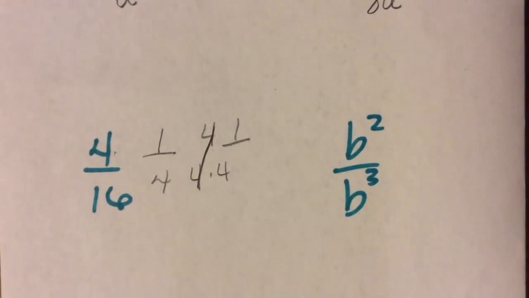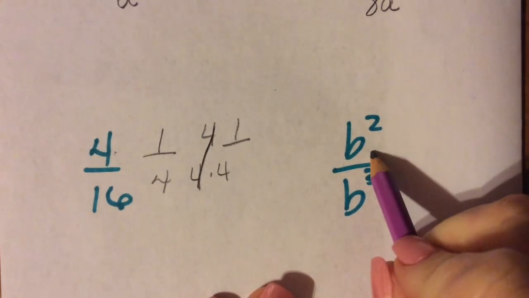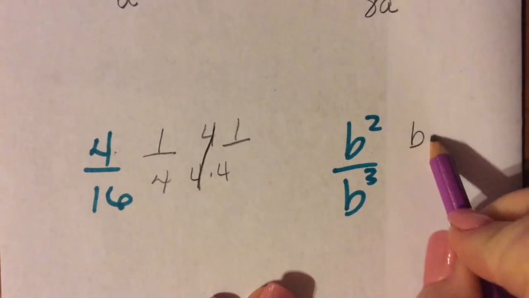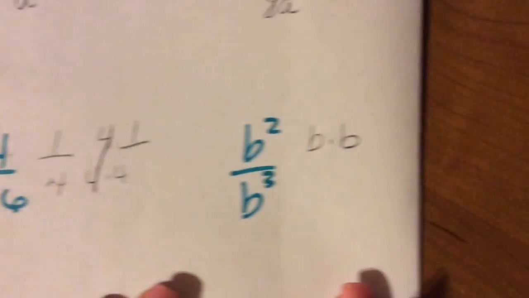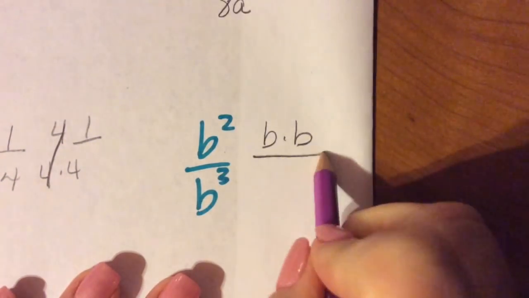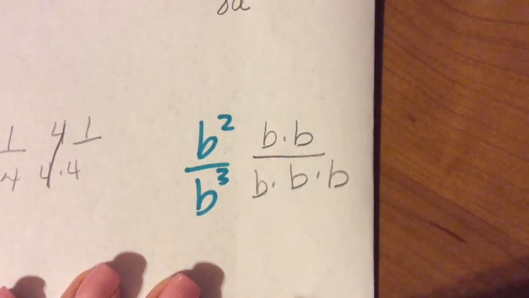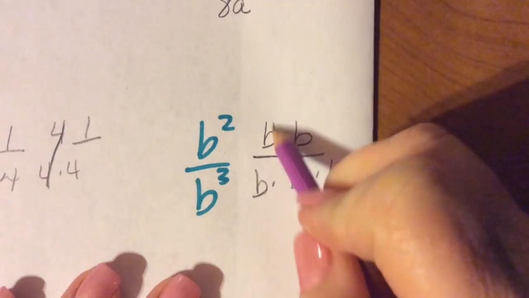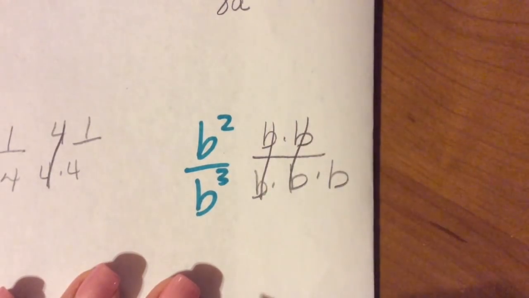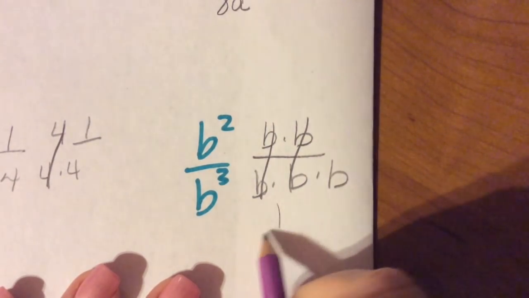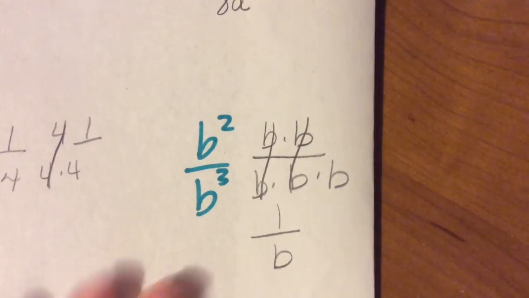Okay, you can do the same thing with variables. Think about it this way. We have 2 of them there, don't we? So b times b. And then here I've got b times b times b. So eliminate the ones that you can. So these are together, these are together. And since we have a fraction, it has to stay 1 over b.